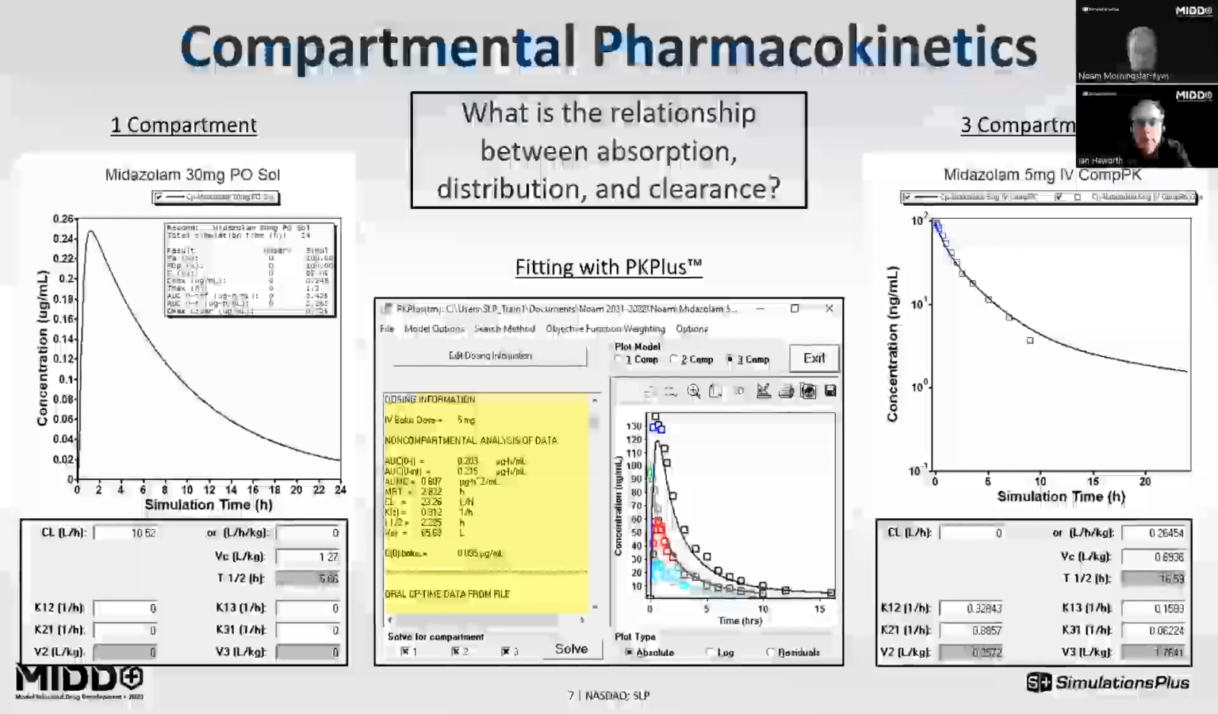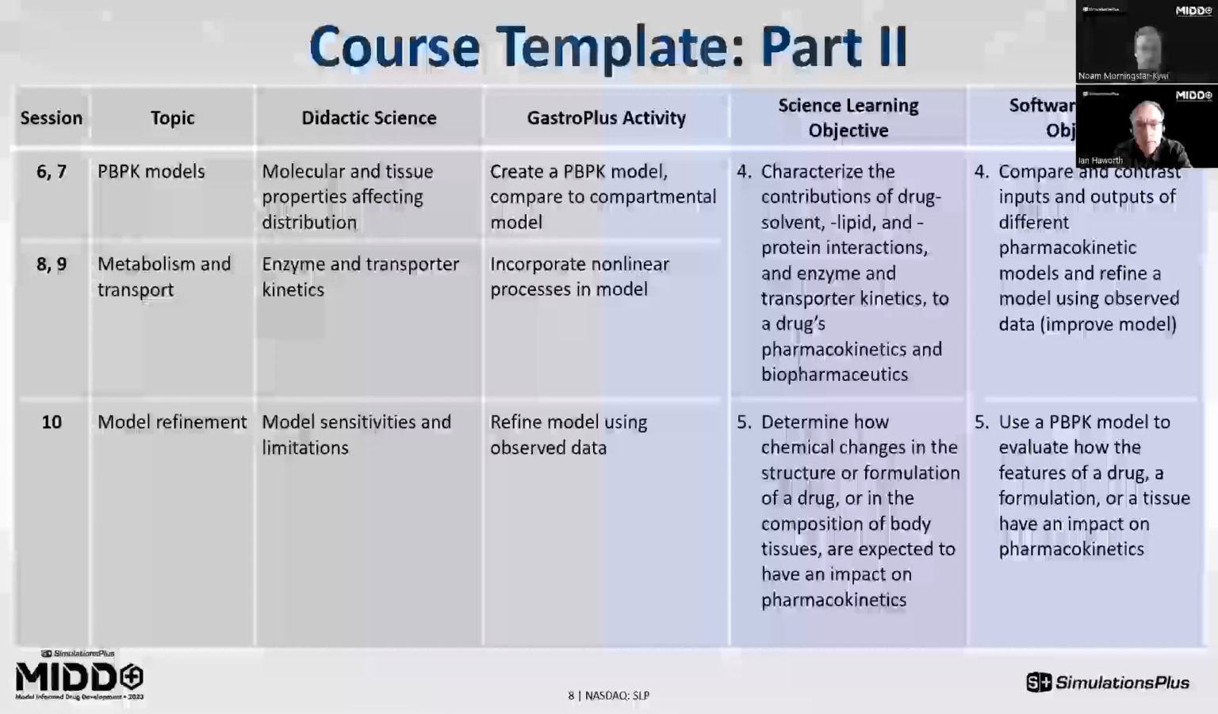That's what's shown in the middle of the screen, the fitting with PK+. And we can see that this fitting worked pretty well for the IV dose and the two lower doses in green, light blue, and red respectively. But the compartmental model actually isn't working as well for the highest dose in the dark blue. And this leads nicely into the next section, both in terms of this presentation and actually our class with the students, part 2, which focuses more on the whole body PK with PBPK models and nonlinear metabolism and transport. So those are the two major topics in this next session.